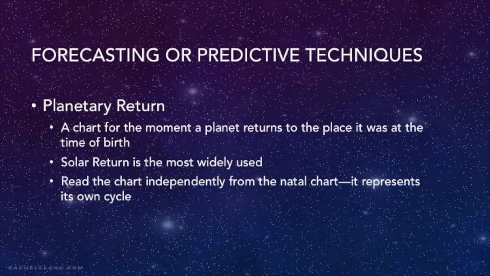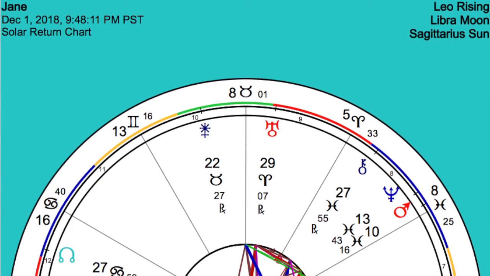Next, we move on to the planetary return. And a return chart is a chart that's erected for the moment a planet or luminary returns to the same place it was at the time of your birth. The same degree, the same sign, everything. And that sets into gear a whole new cycle specific to that heavenly body.